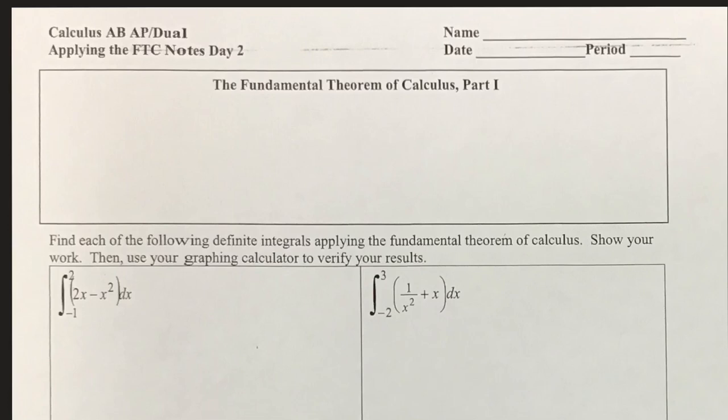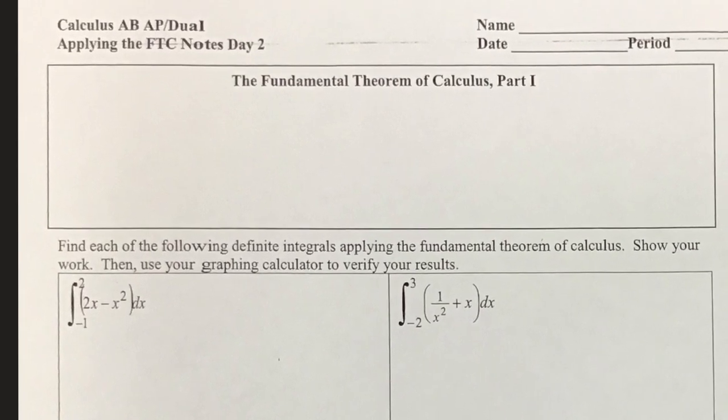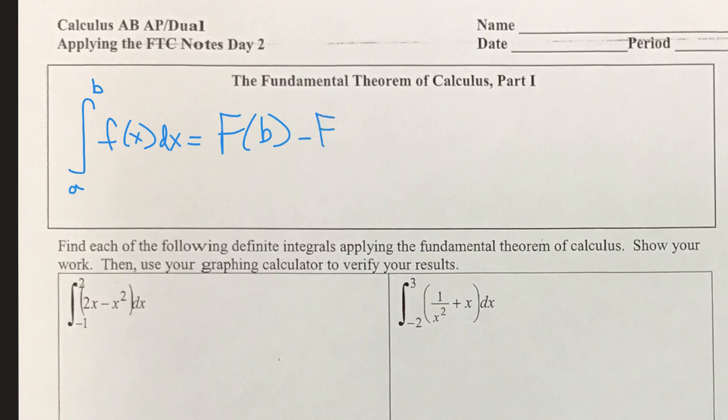Okay, we are continuing to talk about the fundamental theorem of calculus, sometimes called the FTC. This is the first fundamental theorem, and there are two ways that we could write it. We could write it as the integral from the left-hand endpoint to the right-hand endpoint of some function dx is the antiderivative evaluated at b minus the antiderivative evaluated at a.